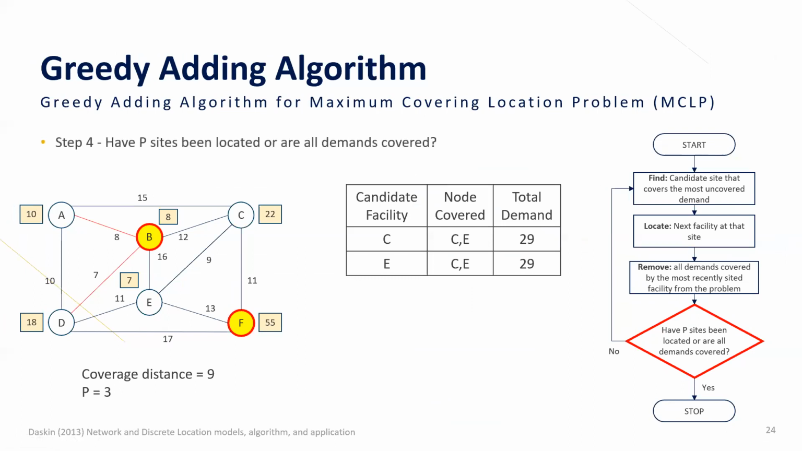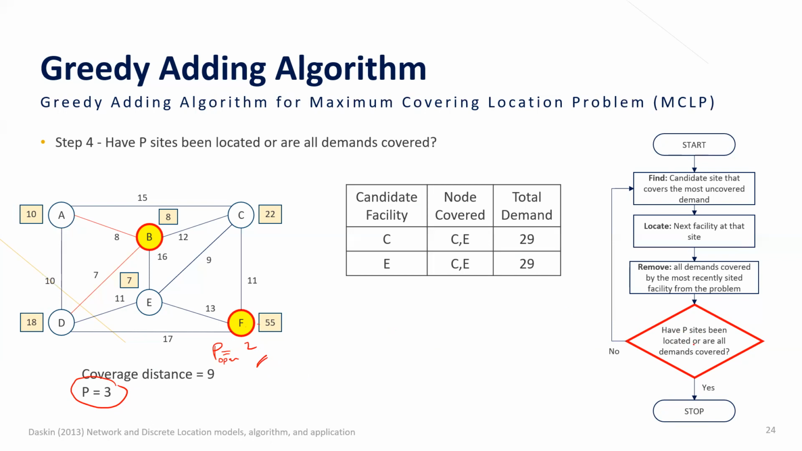Next, go to the fourth step again. You need to decide the same question. How many facilities have you already opened? P open is 2. You still have one more to open, 3. So the first question, have P sites been located? No, not yet. We just opened 2. We still have one more.